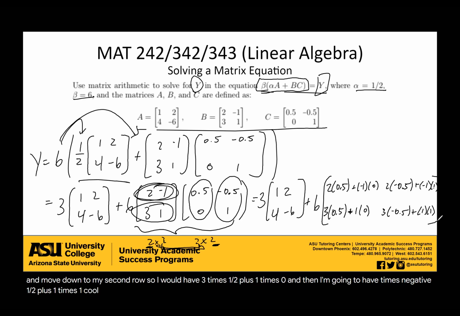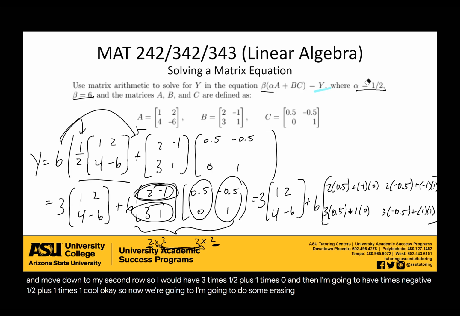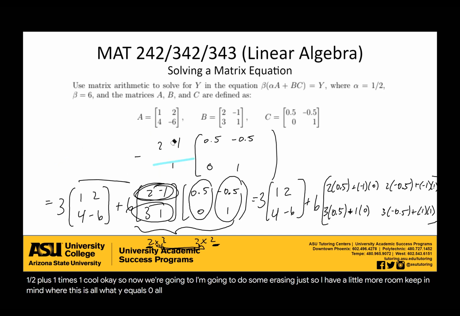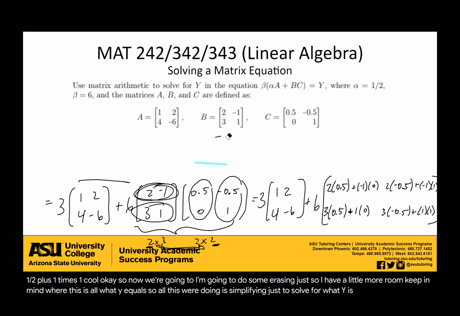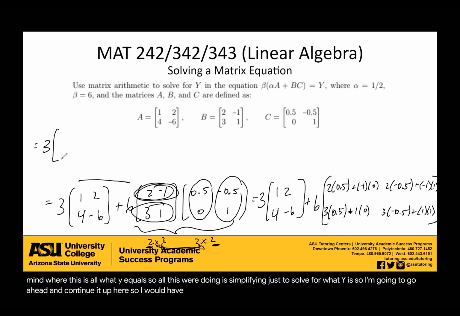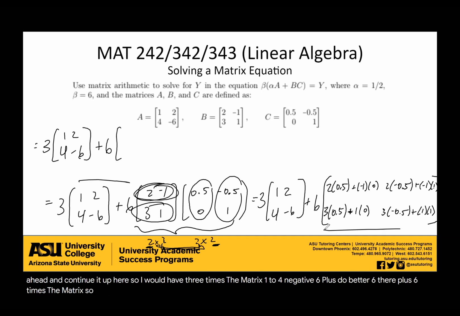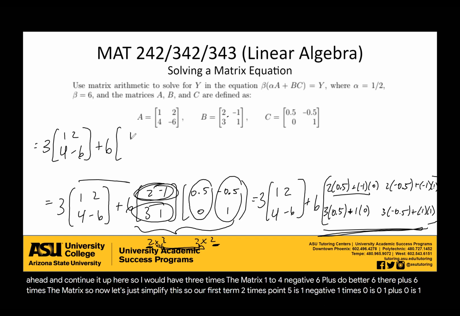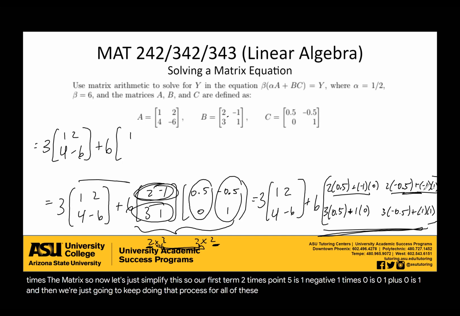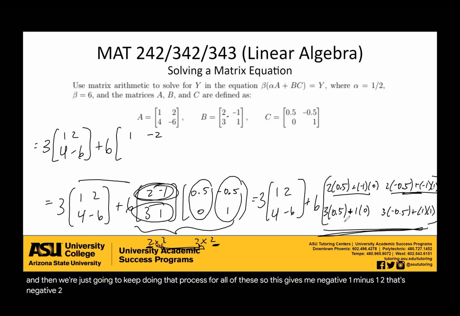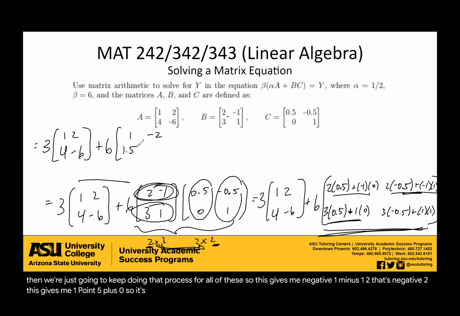Cool. Okay, so now I'm going to do some erasing, just so I have a little more room. Keep in mind, this is all what Y equals, so all we're doing is simplifying just to solve for what Y is. So I would have 3 times the matrix 1, 2, 4, -6, plus 6 times the matrix. So now let's just simplify this. Our first term, 2 times 0.5 is 1, -1 times 0 is 0, 1 plus 0 is 1. And then we're just going to keep doing that process for all of these. So this gives me -1 minus 1, so that's -2. This gives me 1.5 plus 0, so it's 1.5. And this gives me negative 1.5 plus 1, so negative 0.5.